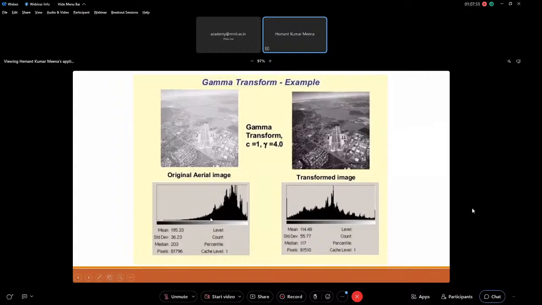Another thing you can see is this plot: on the x-axis is the intensity, and on the y-axis is the count. In the original image, the higher intensities are more, but in the transformed image, the intensities are distributed. When the intensities are distributed, it makes the image better.